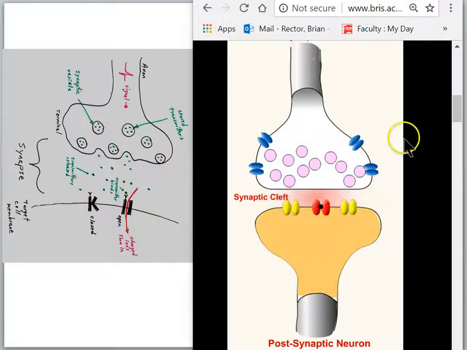Over here on the right, then we see an animation. You'll notice up here we see the electrical signal arriving, vesicles fusing, transmitters released, and channels opening on the target cell. It's very quick. So we'll pause it at different places and break it down.